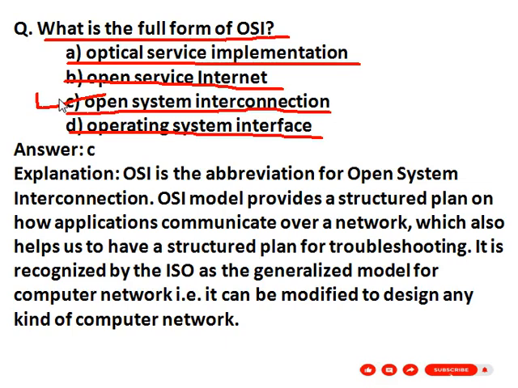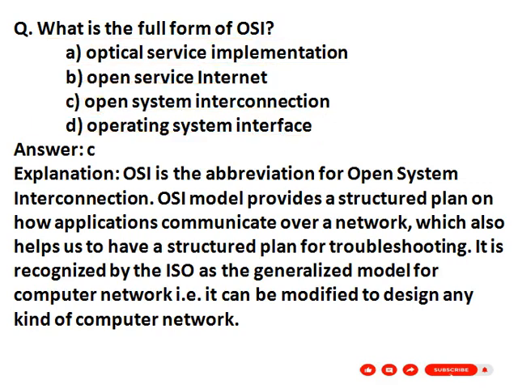The OSI model provides a structured plan on how applications communicate over a network, which also helps us to have a structured plan for troubleshooting. It is recognized by the ISO as the generalized model for computer networks. That is, it can be modified to design any kind of computer network. So here ISO means International Standard Organization.